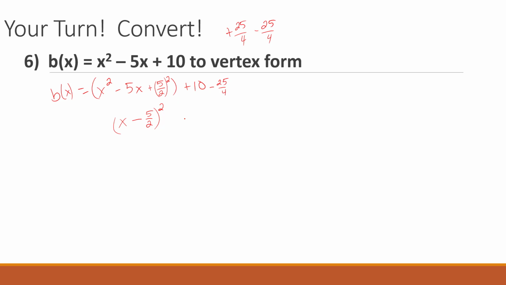So far we're in good shape. But I'm going to have to figure this portion out here. So in order to subtract those, I need a common denominator. 10 is the same as 40/4, minus 25/4 is equal to 15/4. So we are in the positive because our 10 was greater than 25/4. So plus 15/4.